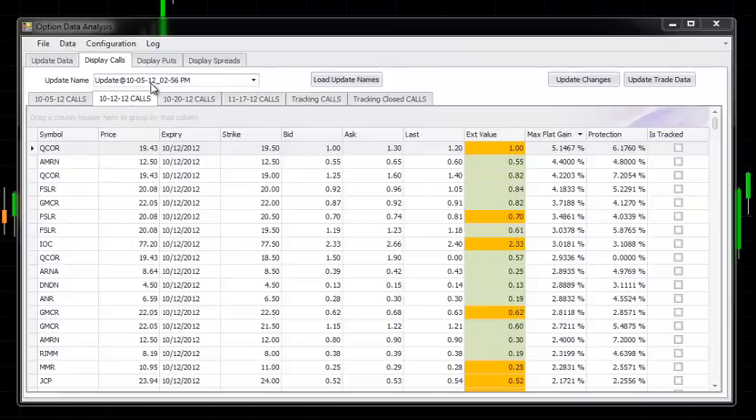Here's 10/5 of 12. That's the day of the update, and that's the time that the update was made. So we're looking at prices at 2:56 p.m., and that's based on Chicago time, so it's right before the market closes. And we have the symbol. That's straightforward. We have the price of the underlying symbol, the expiration of the options that we're looking at, obviously 10/12. And then we have the strike, price of the option, the bid, the ask, the last, and then this is the extrinsic value of this, and it's based on the bid because that's where you're going to be selling it at. And then you have the max flat gain.